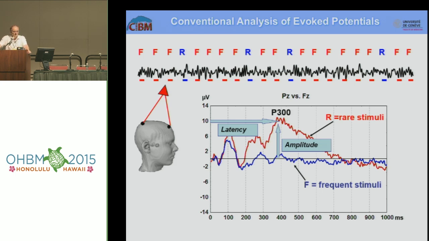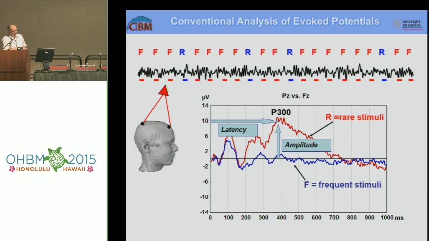And then what usually has been done, and still is being done, is that you look at the amplitude differences between the two conditions at certain latencies. In this case, you find this beautiful P300 component as the difference between the rare and the frequent stimuli. Here we go.